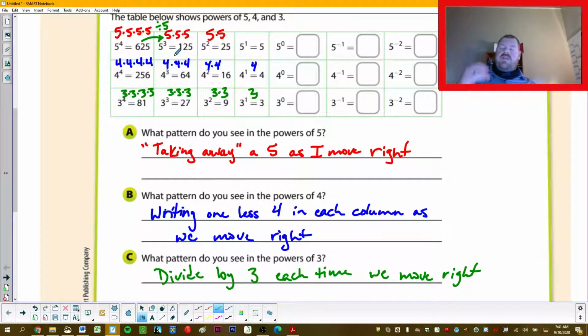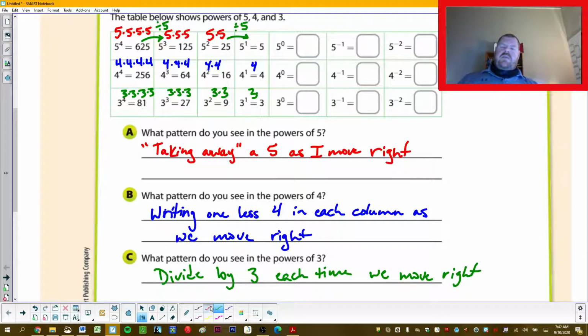Maybe I don't know that off the top of my head. But as I work my way down, I do know that 25 divided by 5 is going to give me 5. So we kind of, how do I say this? We kind of justify our thought process using mathematics. So in order to complete this table, because they just kind of left us hanging for 5 to the 0 and 5 to the -1, 5 to the -2, as well as the 4s and the 3s.